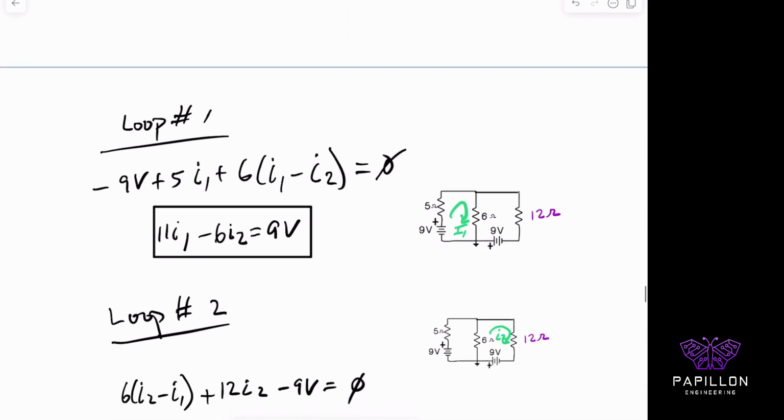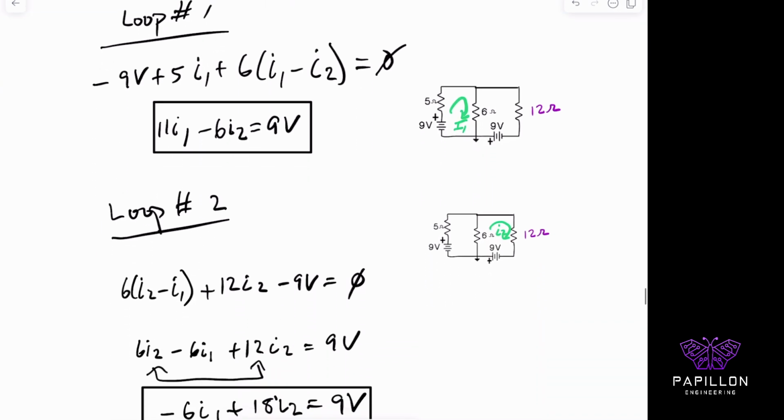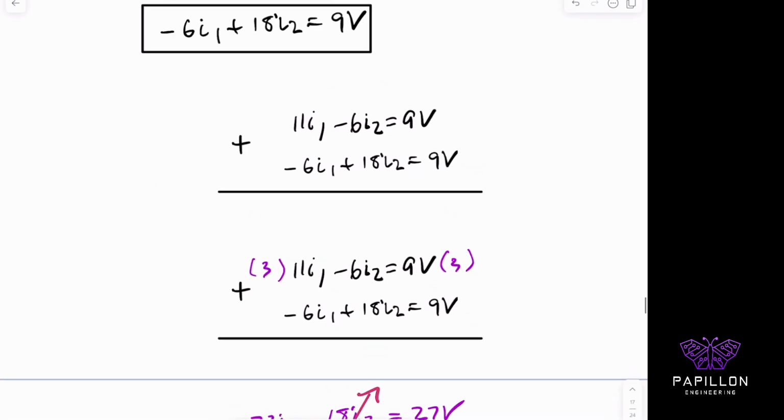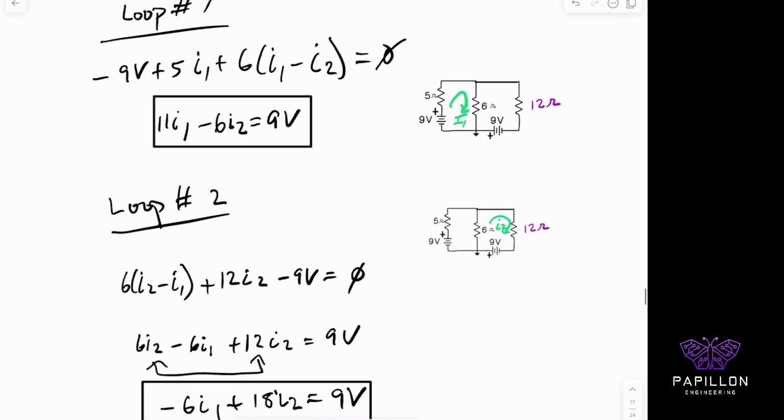And if you look at our loop 1 and our loop 2 equations that we solved for before, right? Sorry, take that back. So in order to solve this problem, we go ahead and write our loop 1 and loop 2 equations. We're going to start from this corner again, go clockwise around. So we have minus 9 volts plus 5i1 plus 6 times i1 minus i2 equals 0. Here's that equation simplified. You get 11i1 minus 6i2 equals 9 volts.